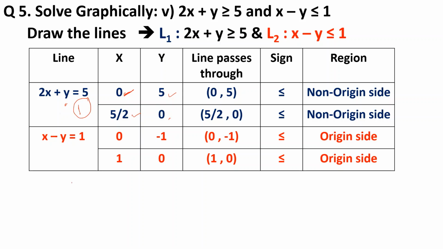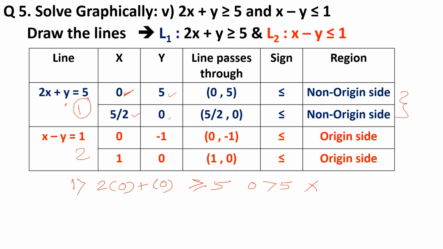Check for the selection of the region whether it is origin or non-origin. So I should put x is equal to 0, y is equal to 0. 2 into 0 plus 0 greater than or equal to 5. So 0 is greater than 5? Condition not satisfied. So I should consider the non-origin side.